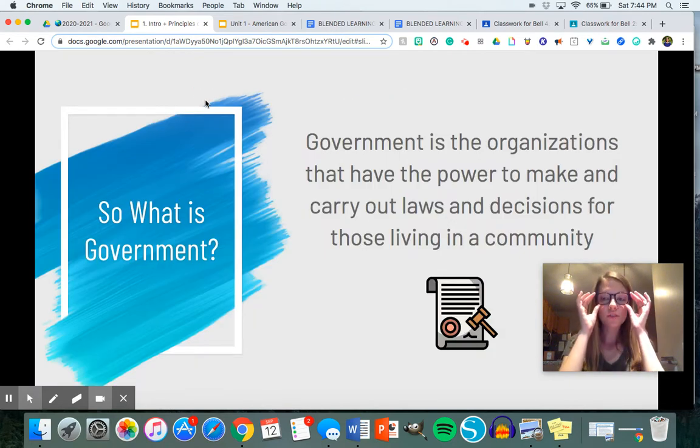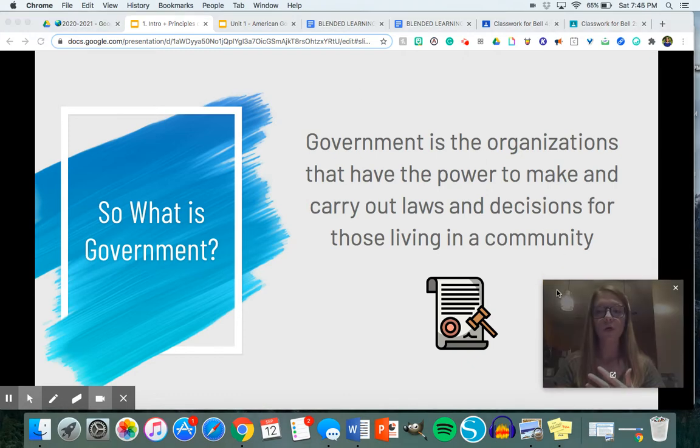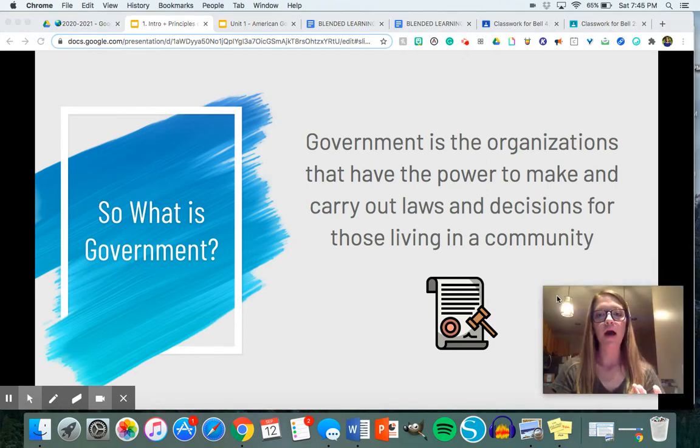Our course definition of government is this: government is the organizations that have the power to make and carry out laws and decisions for those living in a community. You might also see the word organizations as institutions, and that's really just talking about the branches of government. Now, I want you to think about why we have this: the power to make and carry out laws and decisions for those living in a community.